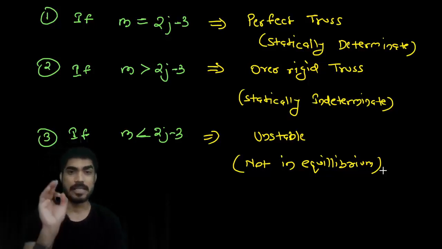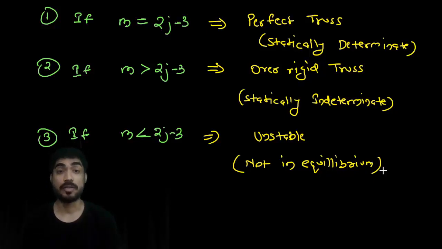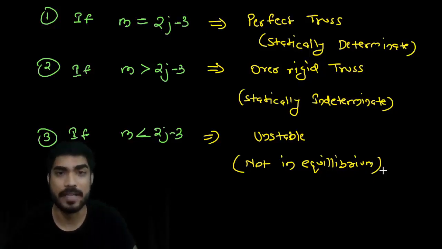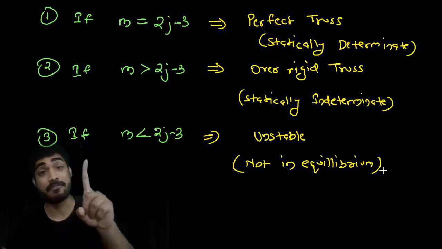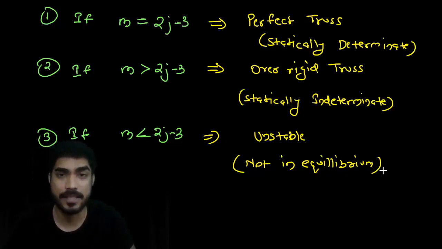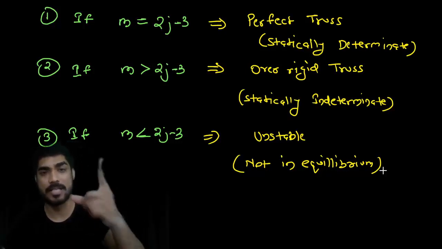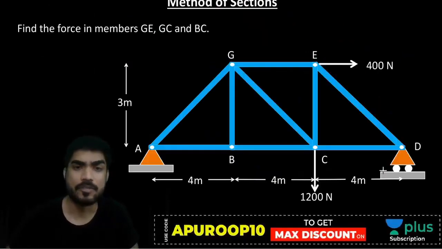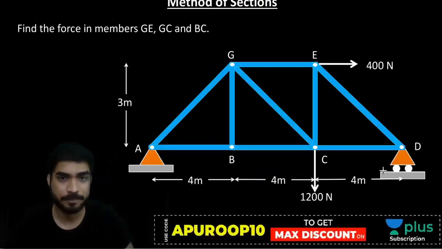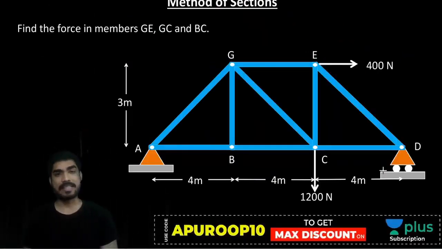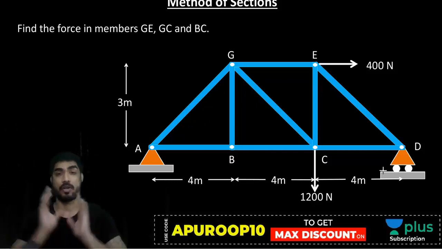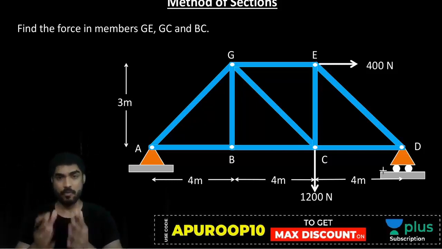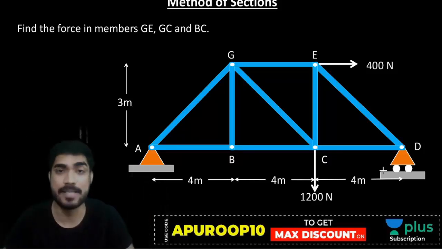Very good. Now let's move on to another method of solving truss problems. See, we have already seen one method, method of joints. Now we will see another method known as method of sections. Now method of joint is used when we have to find forces in all the members of the truss. If you want to find forces in all the members, then method of joint is okay.